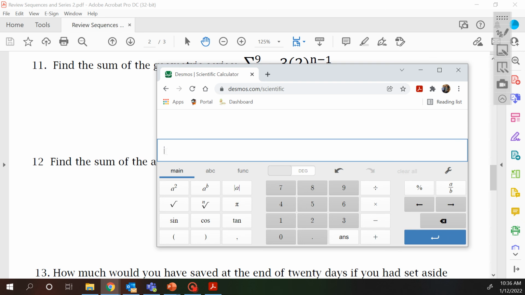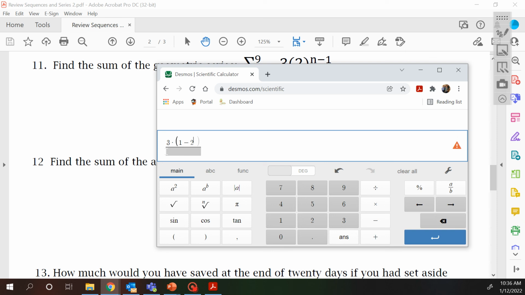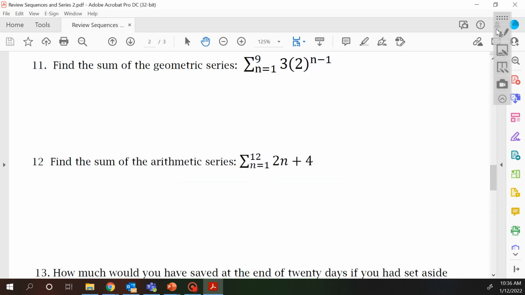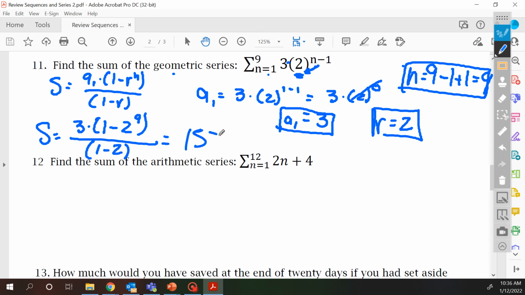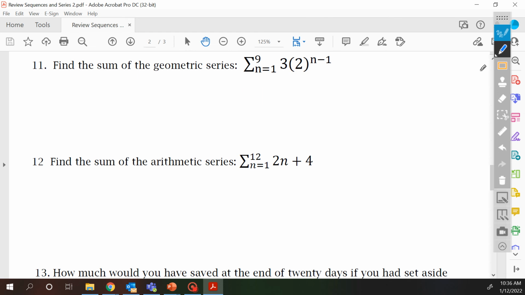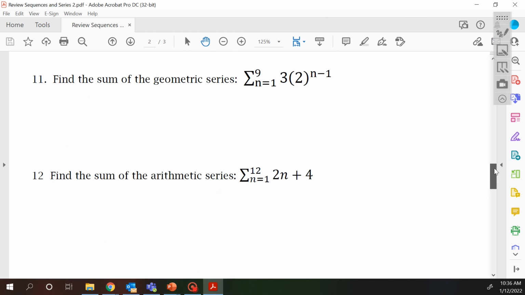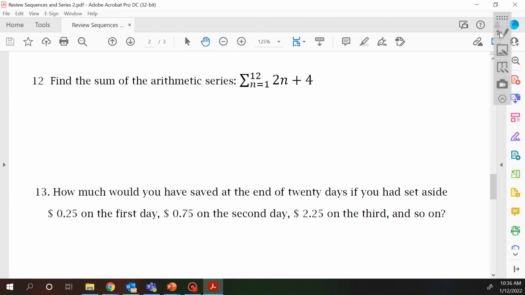So we had, it's a fraction, 3 is the first term, multiplied by 1 minus the ratio, which is 2. And that 2 is raised to the 9th power because we're looking for the sum of 9 terms. In the bottom is just 1 minus the ratio. 1533. Okay, so the sum is 1,533 for this sum right here. Let's check that. Number 11. All right, great, 1533.